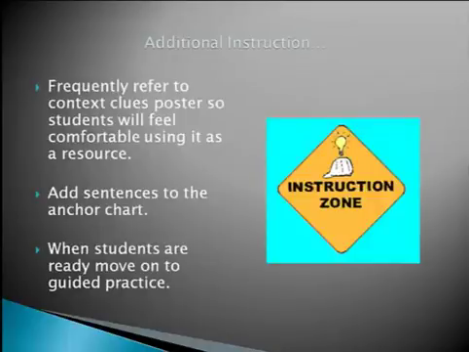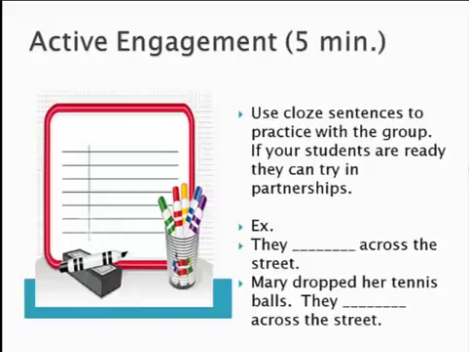Frequently refer to the context clues poster. Add sentences to the anchor chart as you collect them. And when students are ready, move on to the guided practice portion. During the active engagement guided practice, use closed sentences to practice with the group. If your students are ready, they can then try in partnerships.